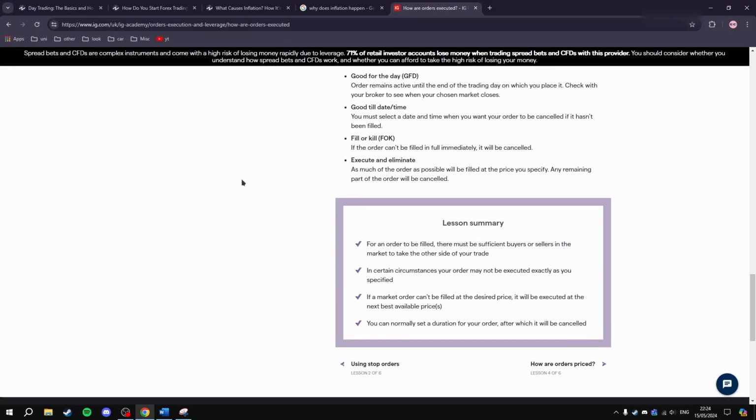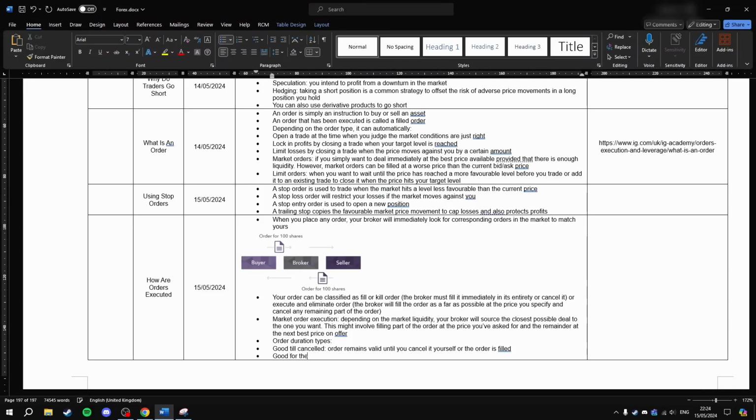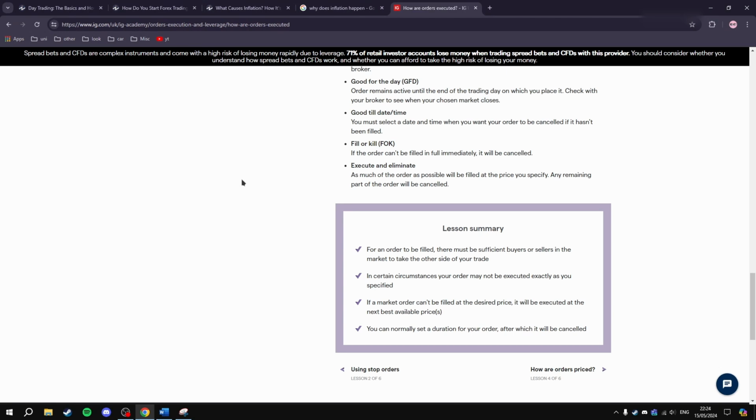Good for the day. Order remains active until the end of the trading day on which you place it. Check with your broker to see when your chosen market closes.